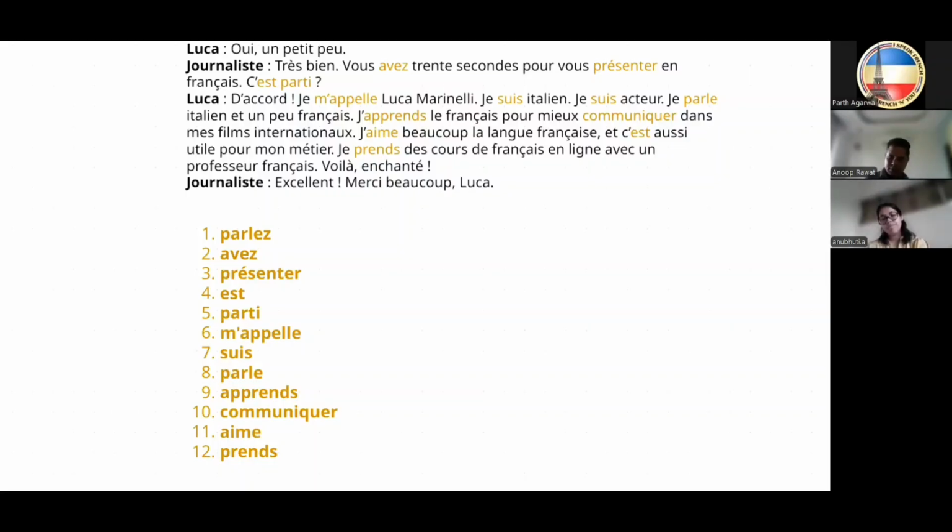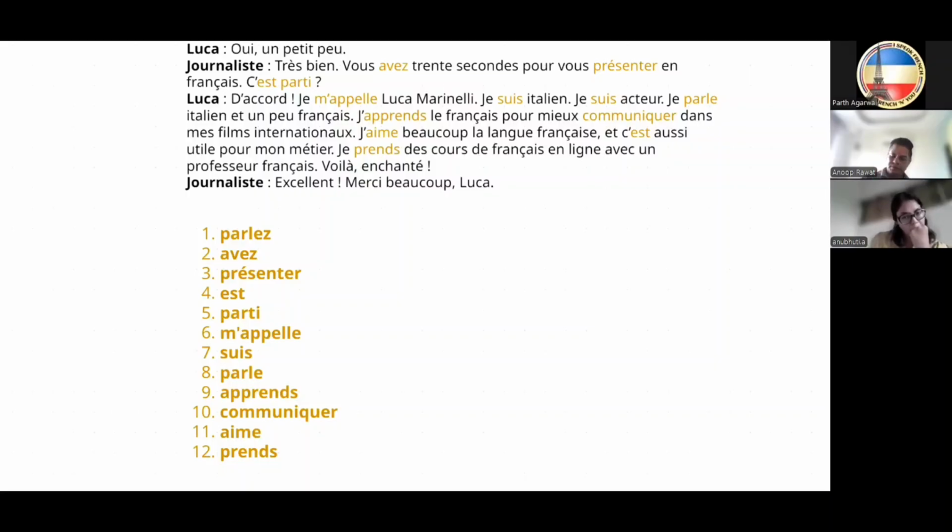What about this one? Do you know? Any idea? Same as appeler. If you have a look very carefully, Anubhuti, the ending of an ER ending verb is never S, in any case. But here there is an S. So this can be apprendre, an R-E ending verb. Yes.